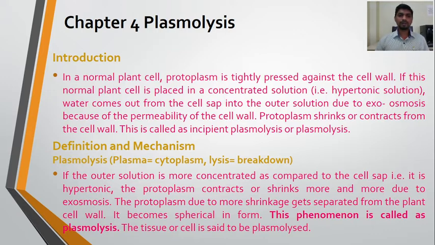So if you put a normal plant cell in a hypertonic solution, meaning a solution having more concentration as compared to the cell sap, the protoplasm contracts or shrinks more and more due to exoosmosis. The protoplasm, due to more shrinkage, gets separated from the cell wall, becomes spherical in form, and this phenomenon is called plasmolysis. The cell which undergoes plasmolysis is said to be a plasmolysed cell.